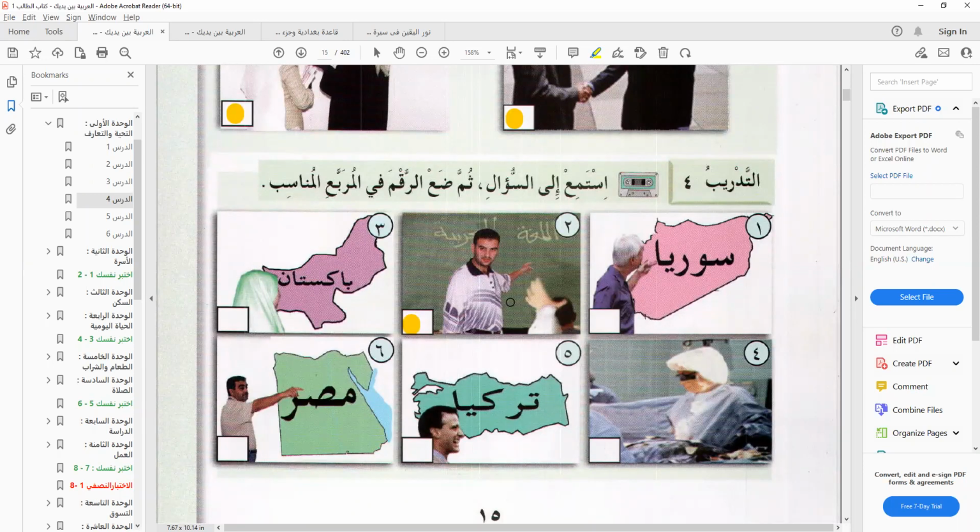Then the next one says, hal anta misriyun? So which one among these pictures tells hal anta misriyun? Definitely this is the sixth one. Then the next says, hal hadha turkiyun? It is this. Then the next says, hal hadhihi muhandisatun? Is this an engineer? La, this is not an engineer, but a doctor.